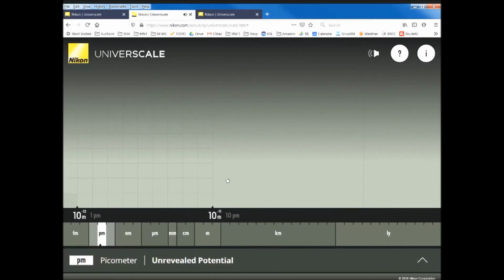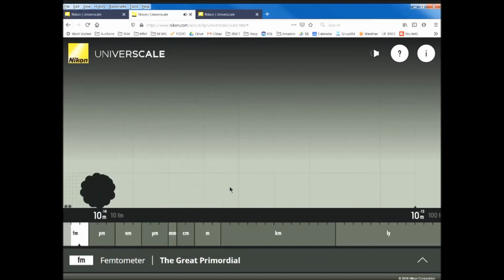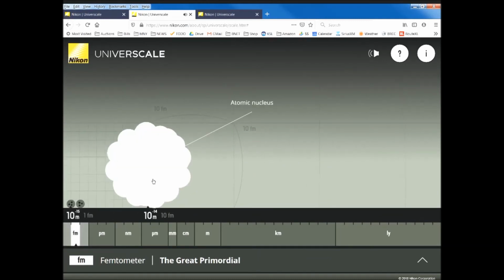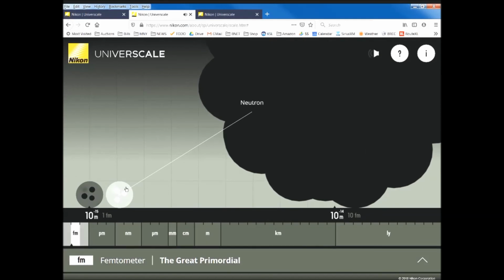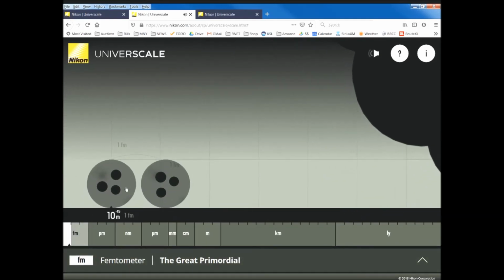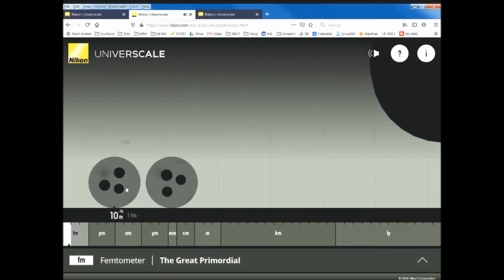So can we go a little bit smaller? We can. Let's zoom in, and this is our atomic nucleus, and it is about a femtometer, which is 10 to the negative 15, so very small. And even smaller, here are our little protons and neutrons. There's our femtometer, 10 to the negative 15.